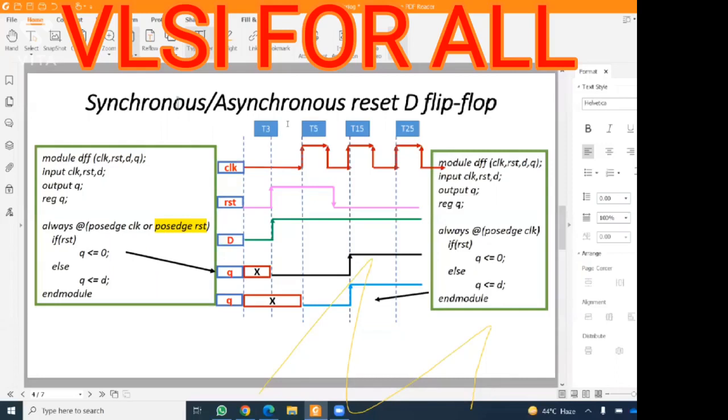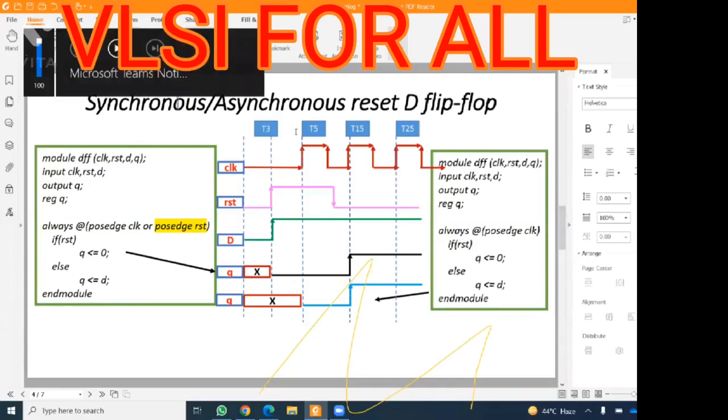Okay. Synchronous is dependent on clock. Asynchronous is independent of clock. Okay, one is dependent and the other is not dependent on clock. No, sir, both are dependent on clock. In synchronous we can give simultaneous clocks, sir, and in asynchronous we can't give simultaneous clocks.